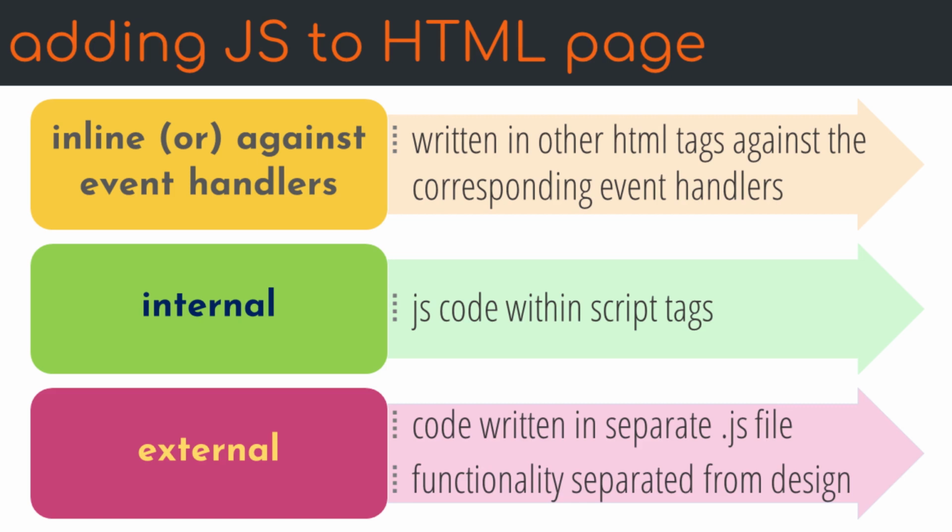In the external method, we can add the JavaScript to a separate file and then include it within the HTML file. Using this method, the functionality is separated from the UI design. Each method has its own pros and cons, and it's up to the developer to decide which method to use. Let's see these techniques one by one.